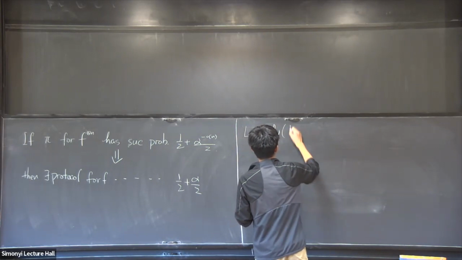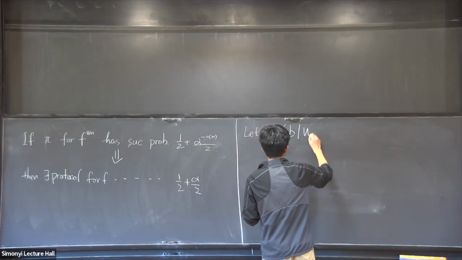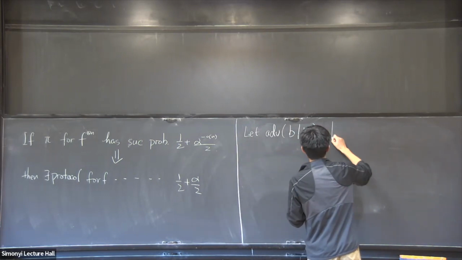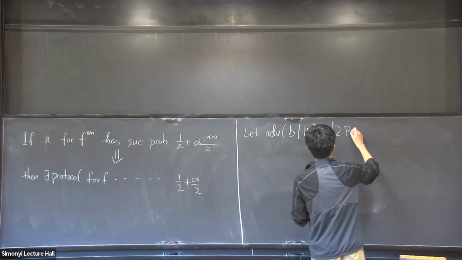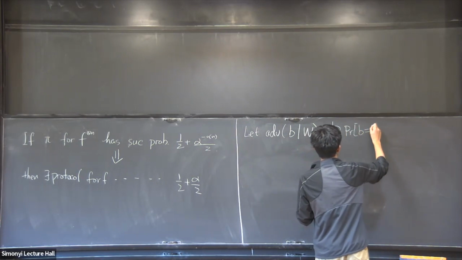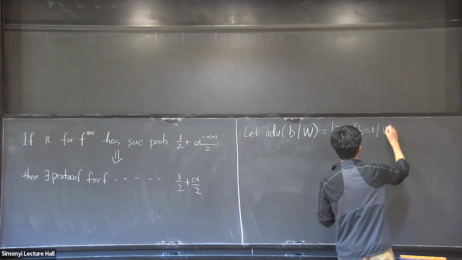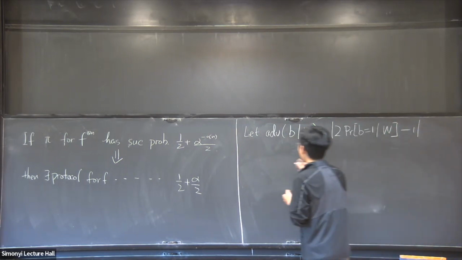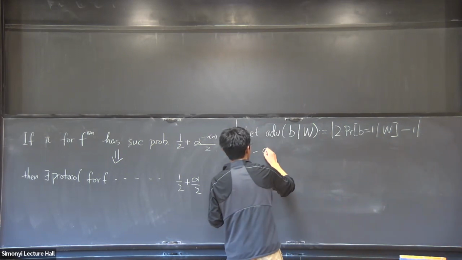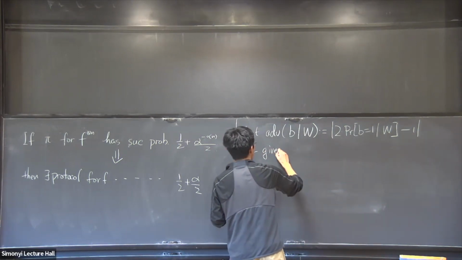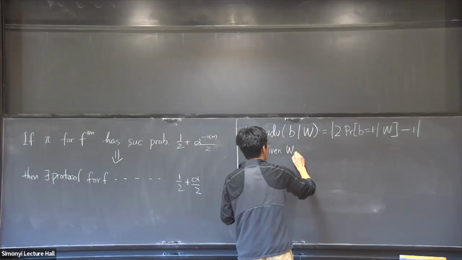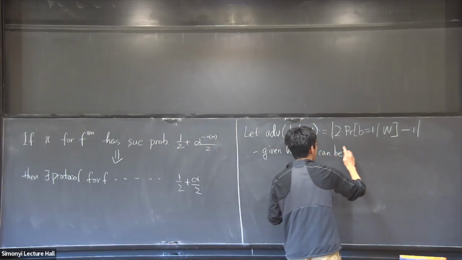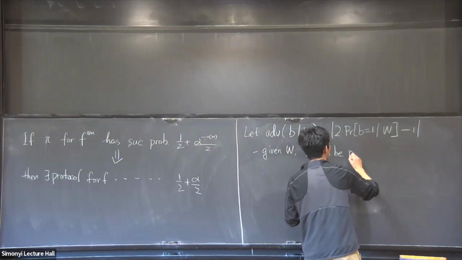The advantage of some bit B conditional on some random variable W is defined to be 2 times the probability of B equal to 1 or 0 conditional on W, minus 1. So it's easy to see that this basically means that if we are given the condition W, then B can be predicted with probability half plus the advantage over 2.